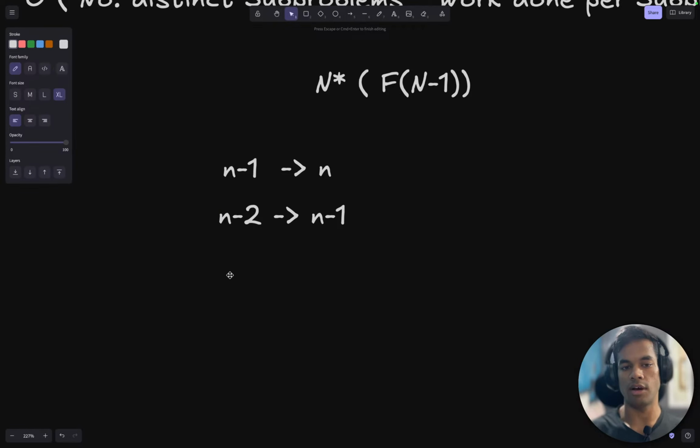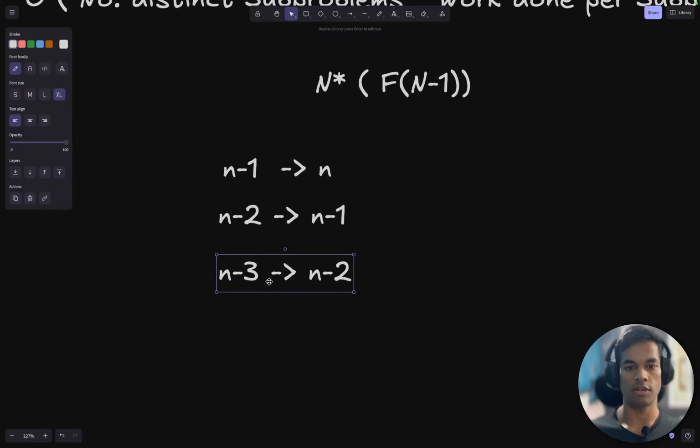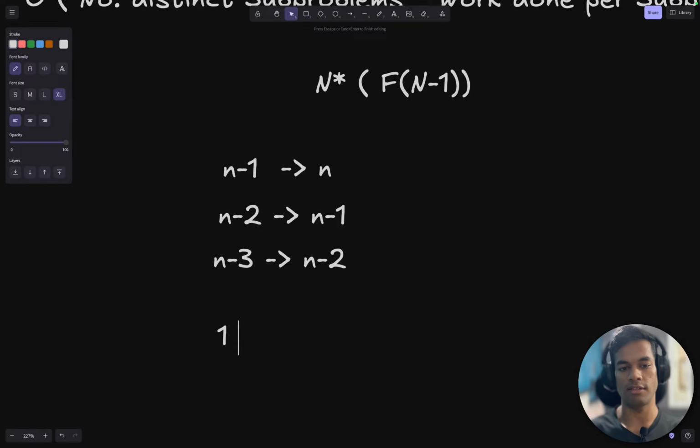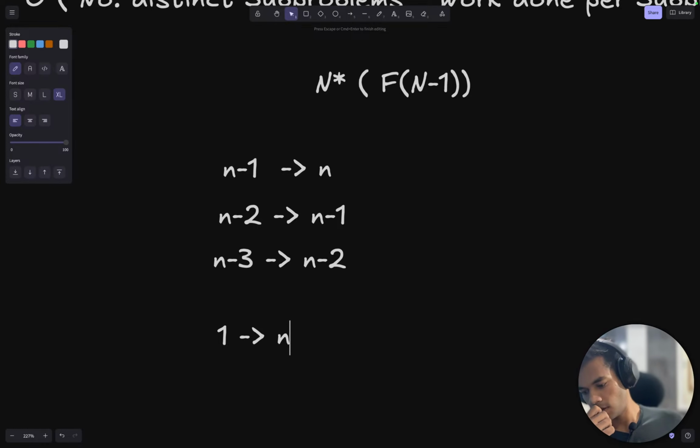And how many unique trees are we going to have whose size is n minus 3, n minus 2? So that is just a summation from n. And how many trees can we have whose size is? We are going to have n trees actually.